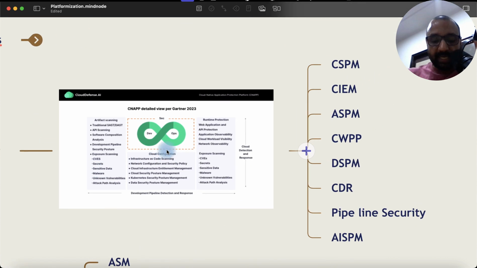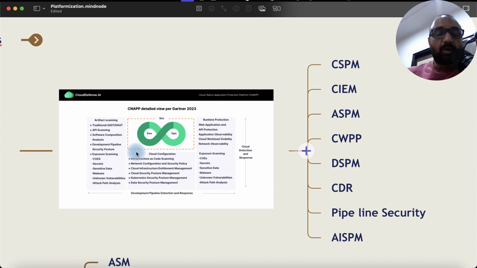The third pillar where it's happening in cybersecurity is the CNAPP, Cloud Native Application Protection Platform. The entire cloud native security space started with CSPM, CWPP, CIEM, then data security posture management, eventually cloud detection and response, then pipeline security and ASPM, and now AI security posture management. All these capabilities used to exist as separate companies until 10 years back. They are now getting consolidated under CNAPP.